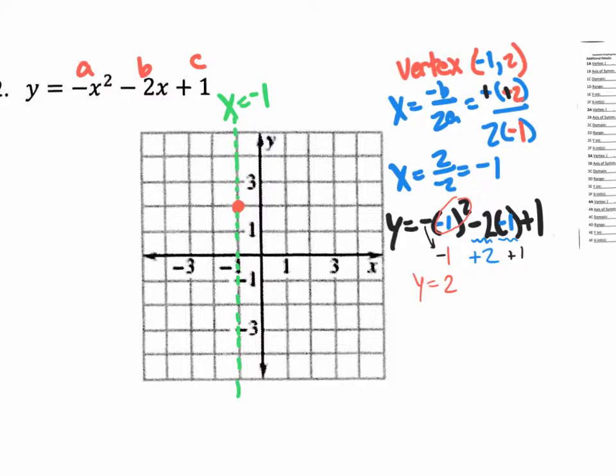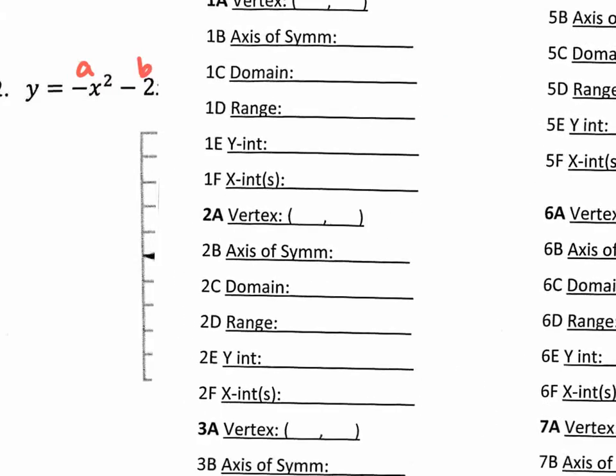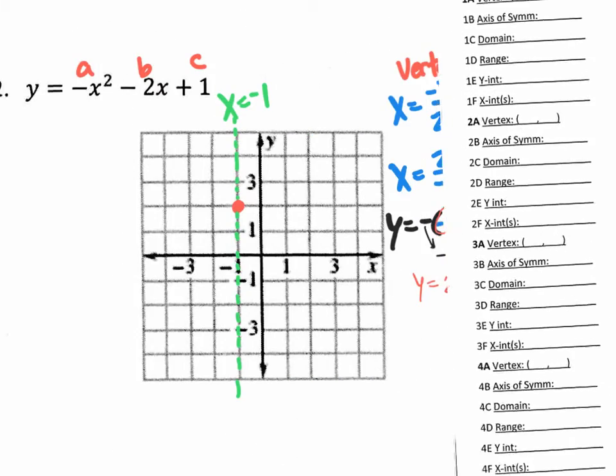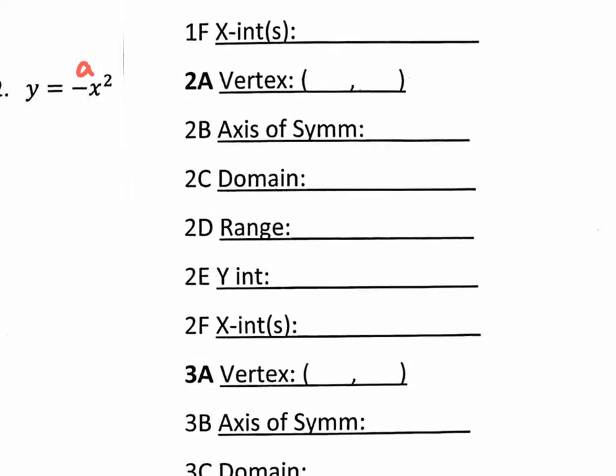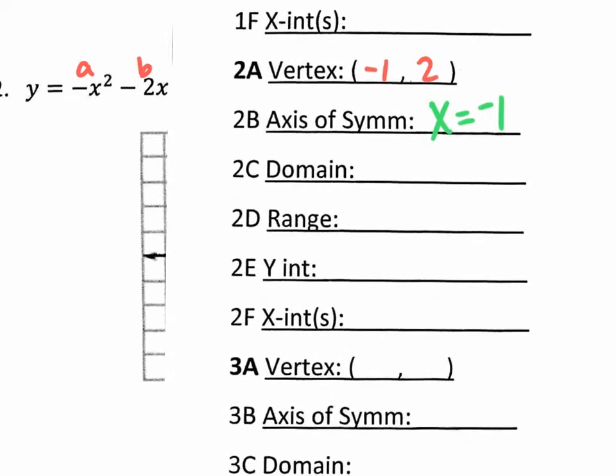Now, I'm saying all this because we have this extra paper that says additional information. So far we've found that the vertex is negative 1, 2. So let's go to that paper and put negative 1, 2. And we said that the axis of symmetry is the equation x equals whatever that x value is, the x value of your vertex, negative 1. So we're going to fill in all this additional detail once we're done graphing it.